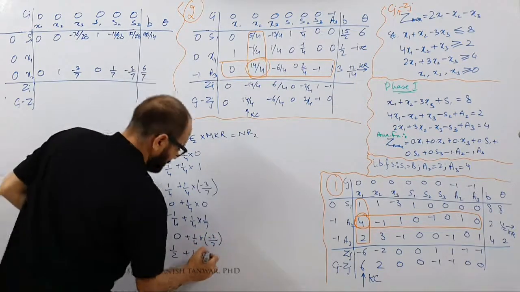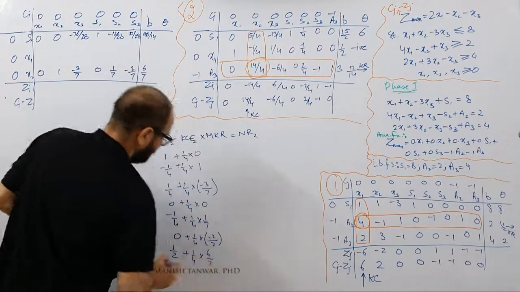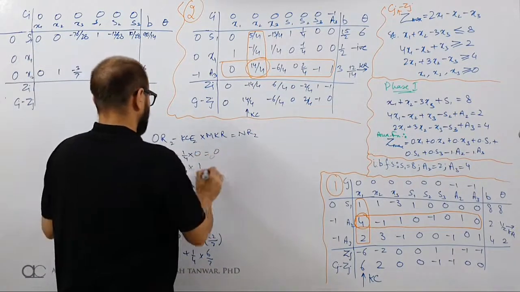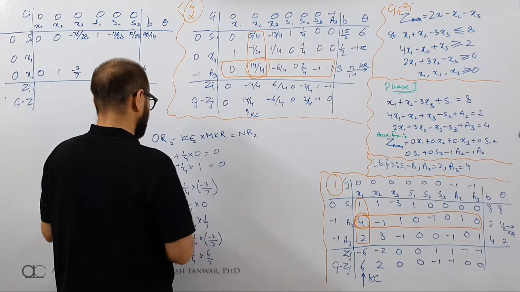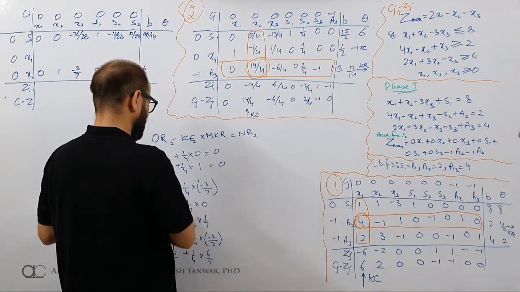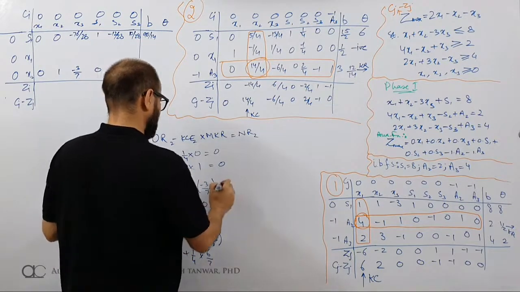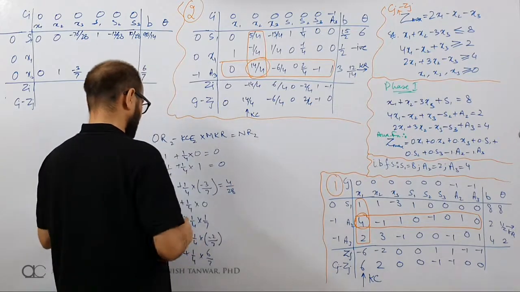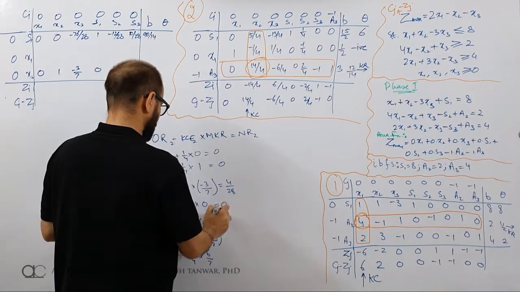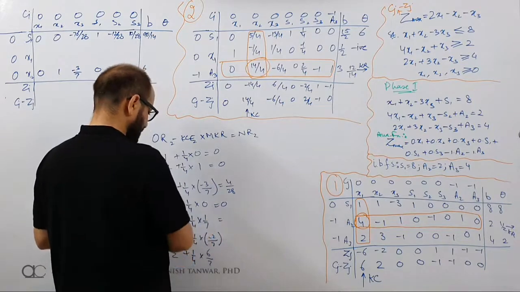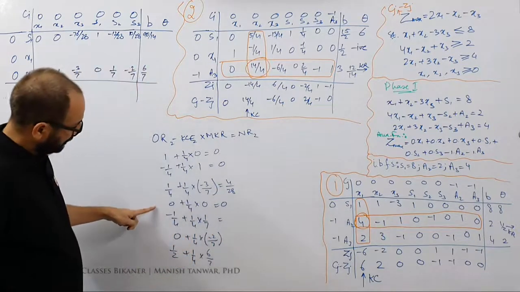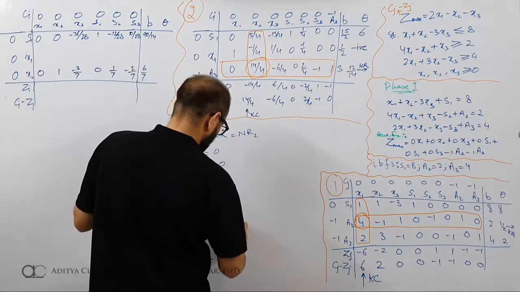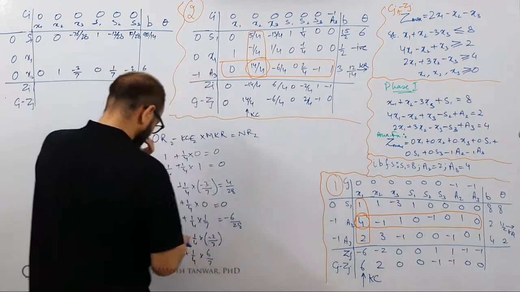And last one is 6 by 7. This becomes a 0. This again becomes a 0. You'll get a 7 over here. 7 minus 3 would make a 4 by 28. This is 0. You'll get a minus 7 over here. Minus 7 plus 1. Minus 6 by 28.